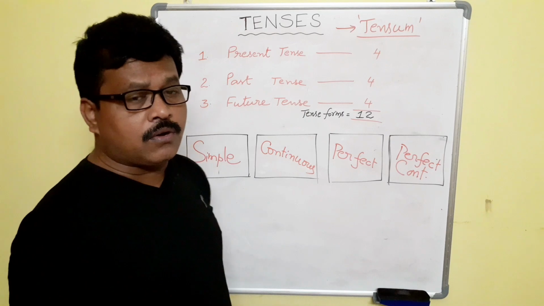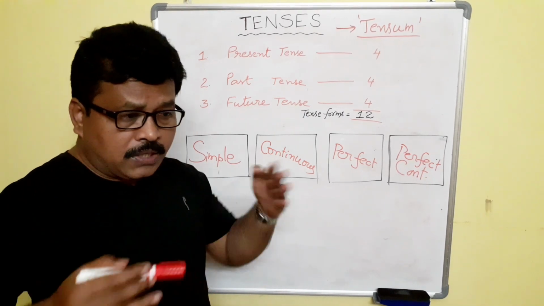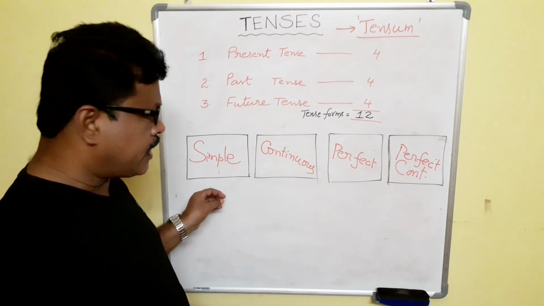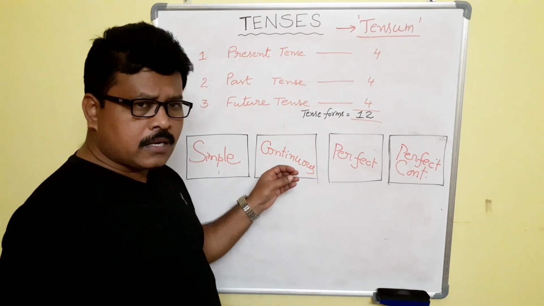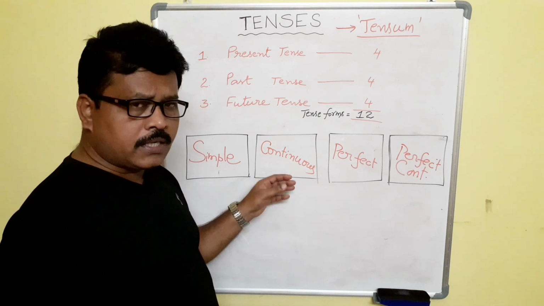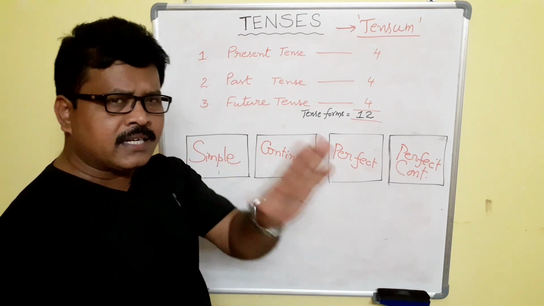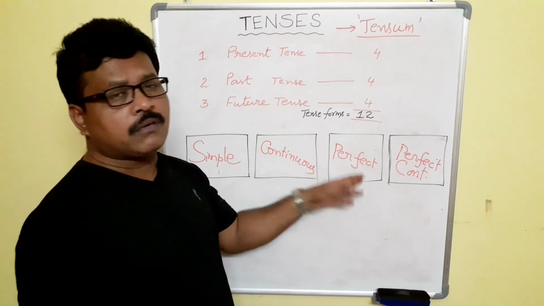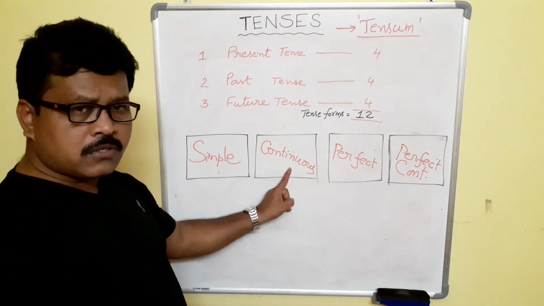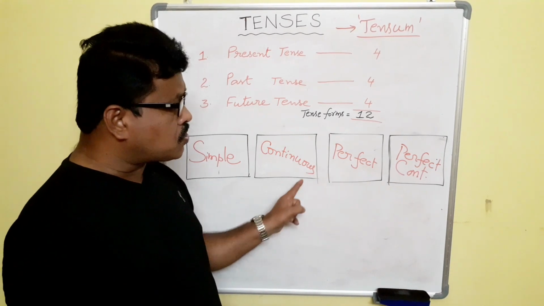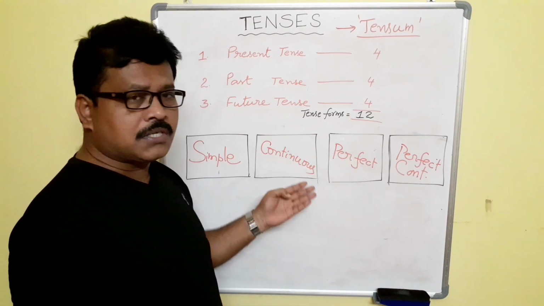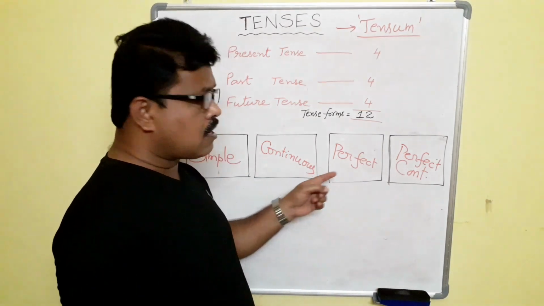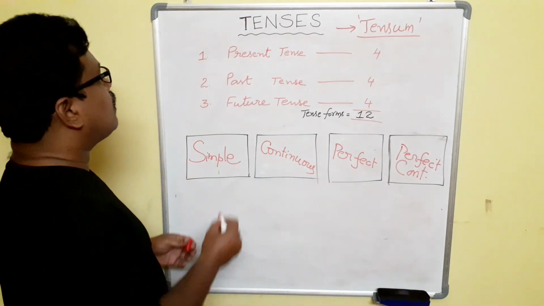How to remember these four? For example, a student is very simple. First of all, he is an ordinary student, a simple student. Then continuously he comes to college regularly. Just remember the technique: first he was simple, continuously he comes to college, then after coming to college continuously he becomes perfect. Now add these two, he is called perfect continuous. Perfect first, not continuous perfect.